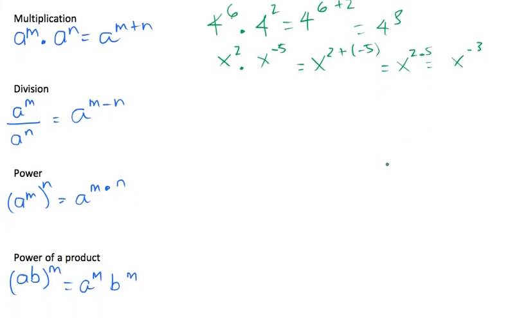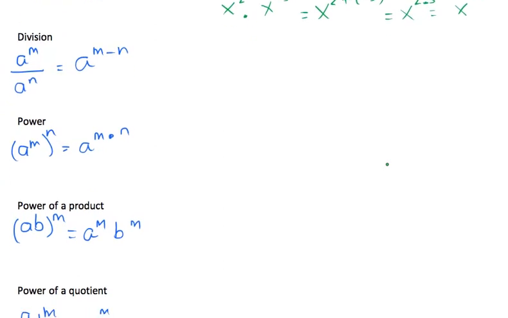The second law of exponents is called the law of division. So you have base a to the power m divided by base a to the power of n, so that is equal to base a to the power of m minus n. An example of that would be 4 to the power of 6 divided by 4 to the power of 2. That will be equal to 4 to the power of 6 minus 2, or 4 to the power of 4.